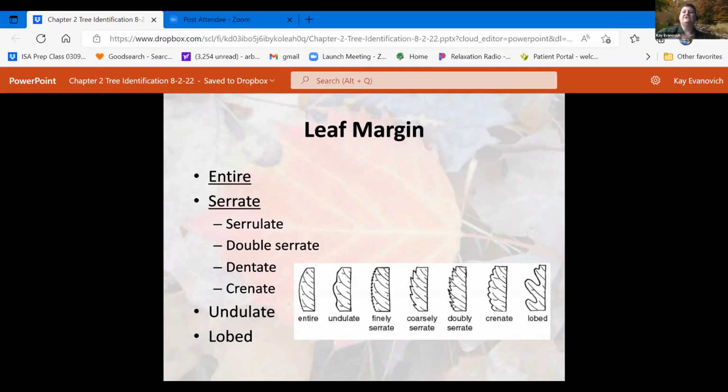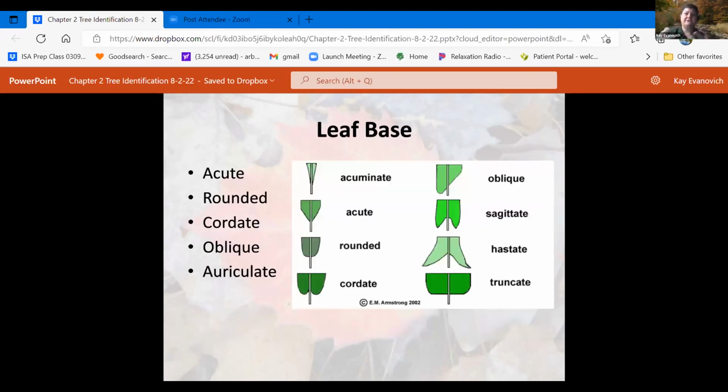But just familiarize yourself with the different ways those margins can look, right? They can undulate, they can be lobed. There's all kinds of different forms of those. And it helps in tree ID.